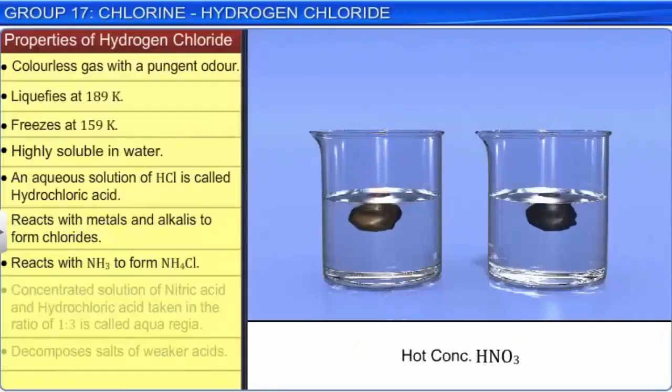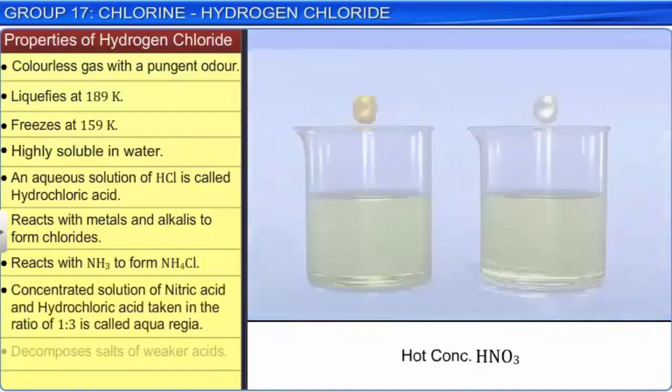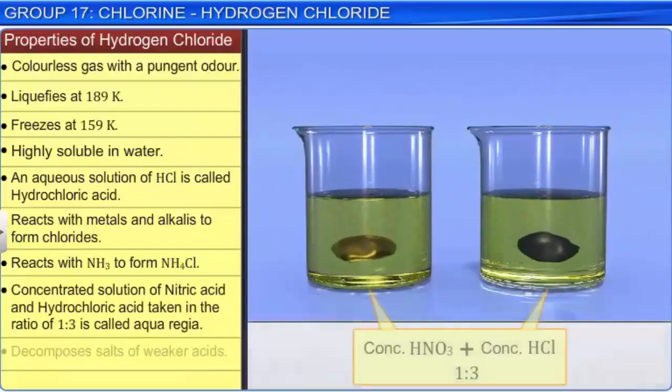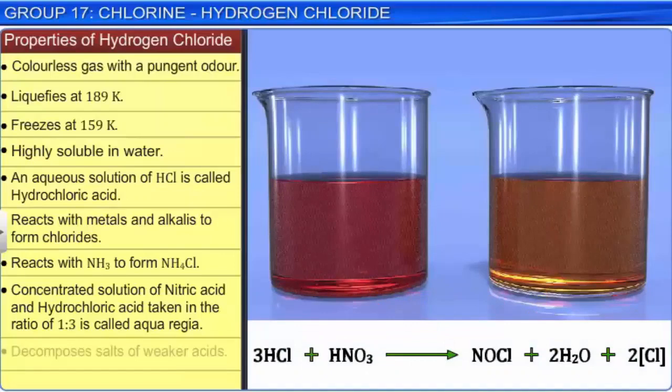You know that noble metals such as gold and platinum are insoluble even in hot and concentrated nitric acid. However, noble metals dissolve in a concentrated solution of nitric acid and hydrochloric acid taken in the ratio of 1:3. This solution is called aqua regia. Aqua regia produces nascent chlorine, due to which noble metals dissolve in it. The nascent chlorine attacks these noble metals to form chlorides, which eventually form soluble complexes on reacting with hydrochloric acid, as shown in these equations.